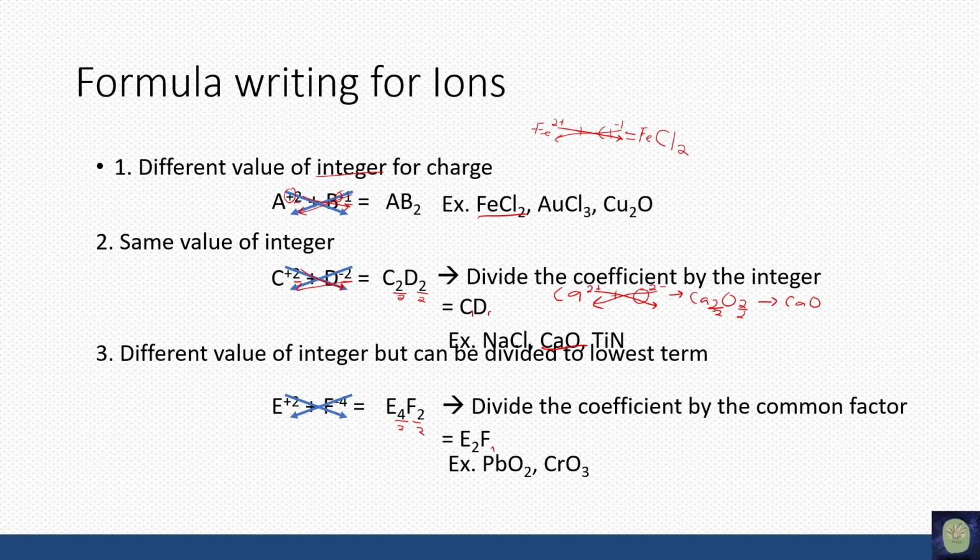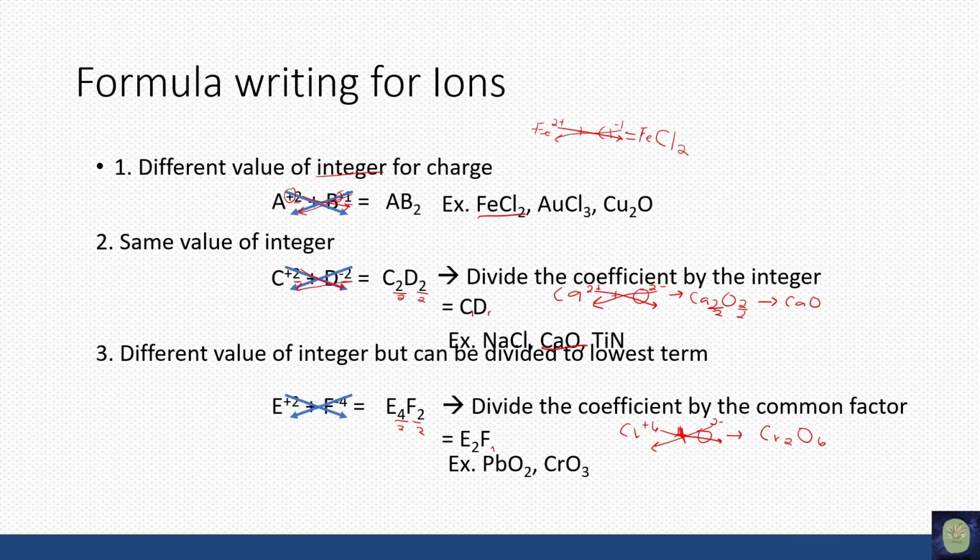For example, in here, this chromium has a charge of positive 6. Okay? If we add it to an oxygen with a charge of negative 2, again, when we do the crisscross, becomes chromium, we put the 2, and then oxygen, which will have a subscript of 6, right?